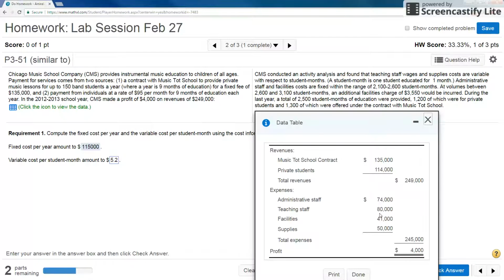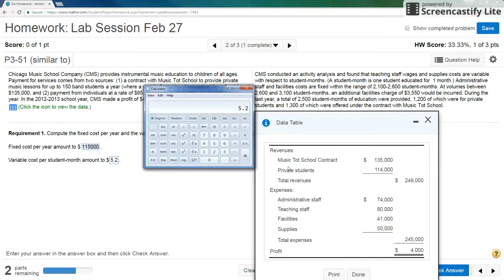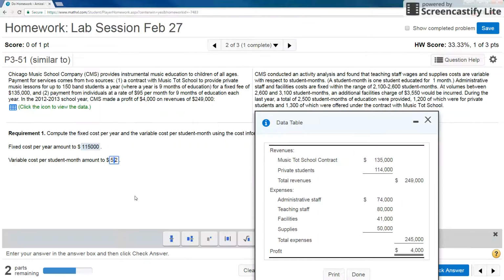So once again, we will do teaching staff plus 1,000 divided by 2,500. Maybe add one more 0 to it, so 52.